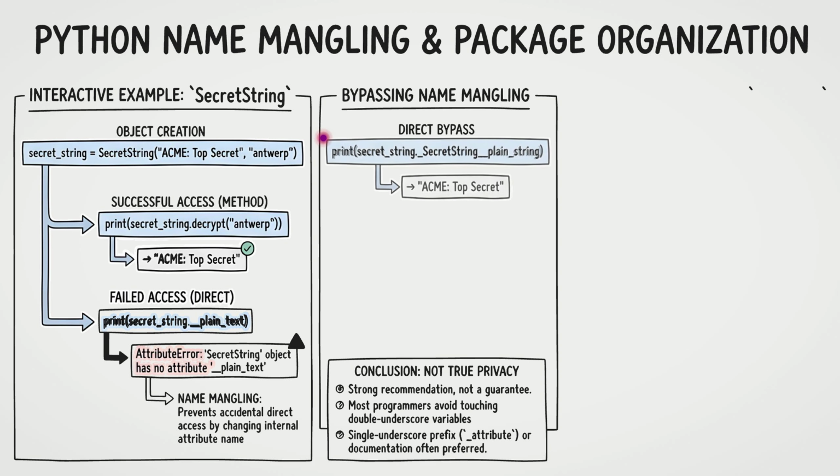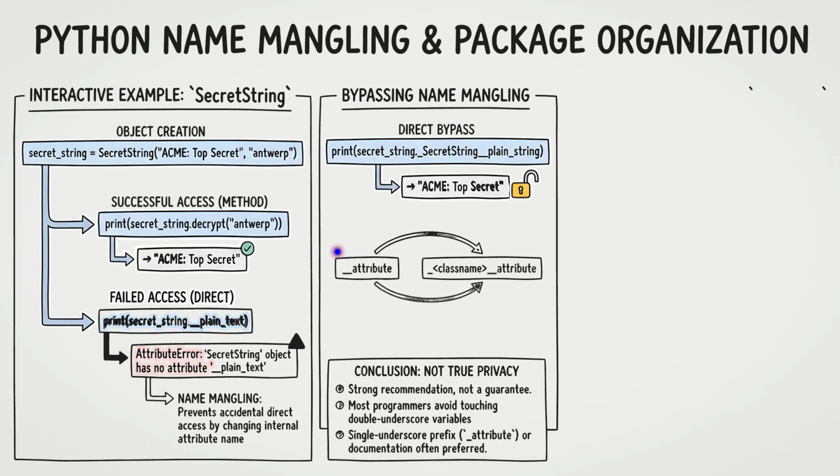Look at this command. If we print the object dot _SecretString__plainString, it works. It reveals our top secret message. This trick works because of the specific rule Python uses for name mangling. When you define an attribute starting with a double underscore, Python internally translates it by prefixing it with a single underscore and the class name. Inside the class, methods access it normally because the interpreter translates it automatically. But externally, you have to use that specific mangled name to reach it.